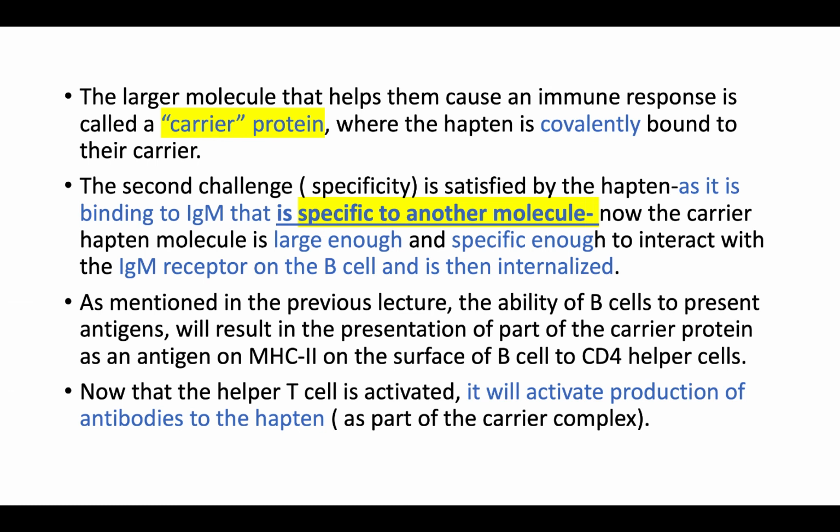For now, it is a protein. The hapten is part of it, a protein, and it is large enough. So now it can be presented to a T cell. So now the second channel, specificity, is satisfied.